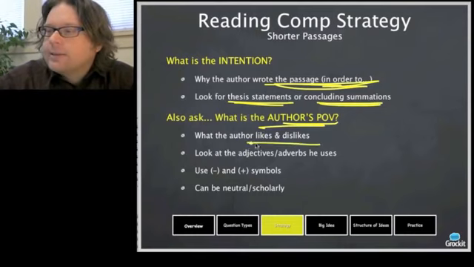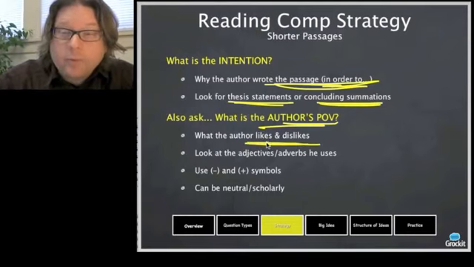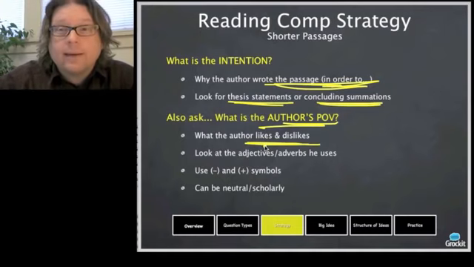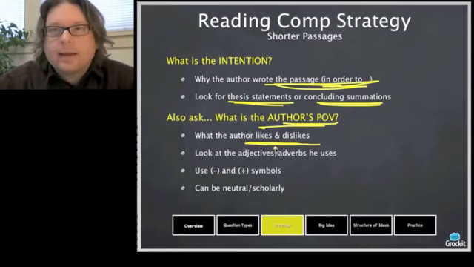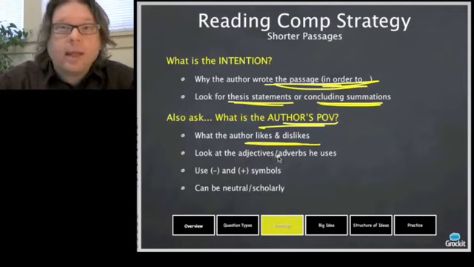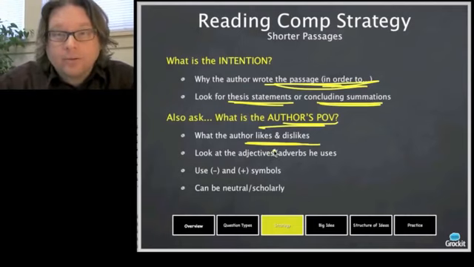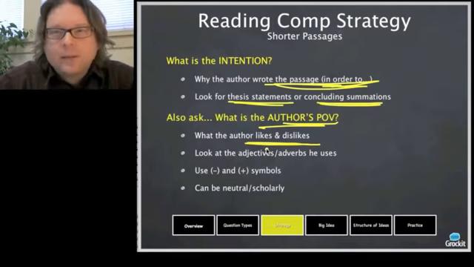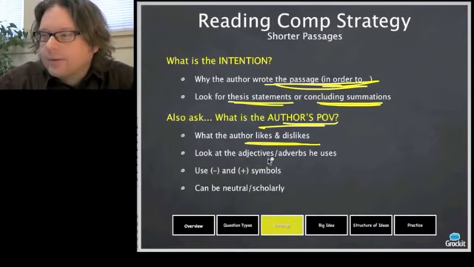So, what does the author like and dislike? It may be more than one thing. The author may like and dislike whatever the main topic is, but the author also may like and dislike some other things. The author may dislike a particular critic, or like a particular critic, but still agree with the thing that the critic was critical of. Anyway, keeping track of what the author likes is important.